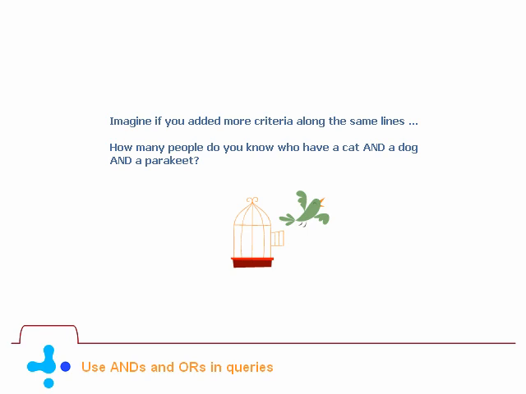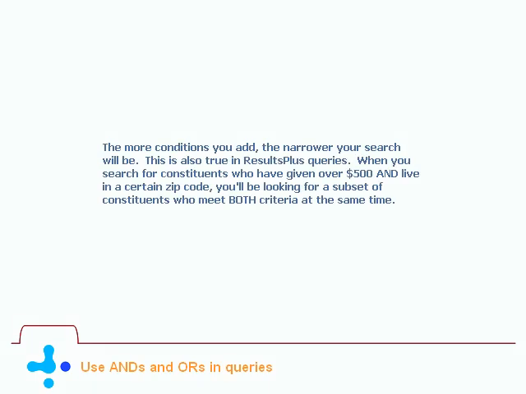Imagine if you added more criteria along the same lines. How many people do you know who have a cat and a dog and a parakeet? The more conditions you add, the narrower your search will be.